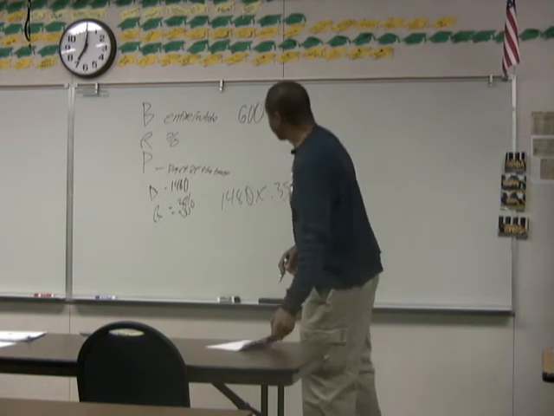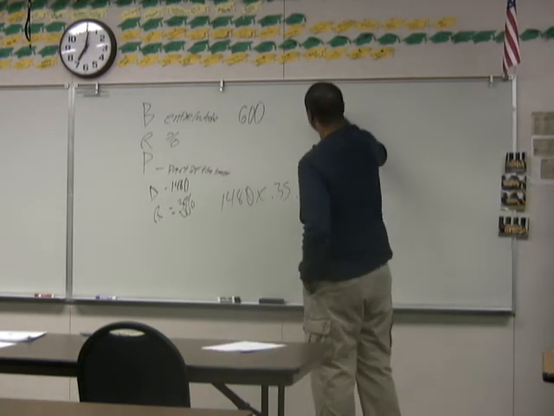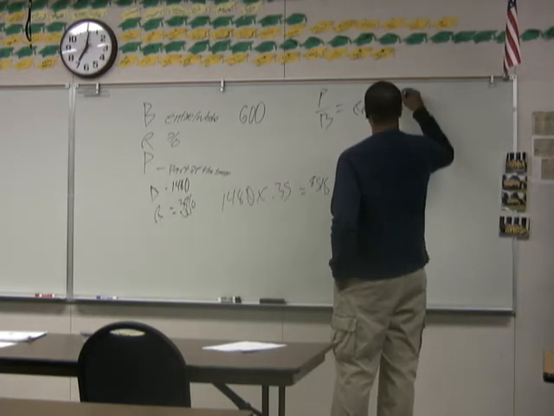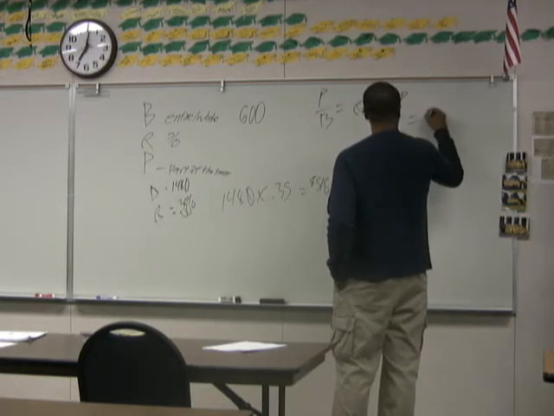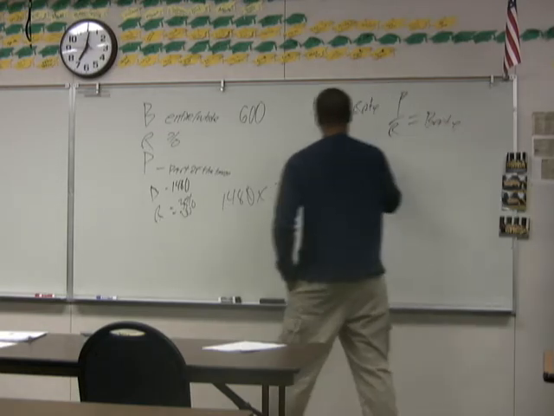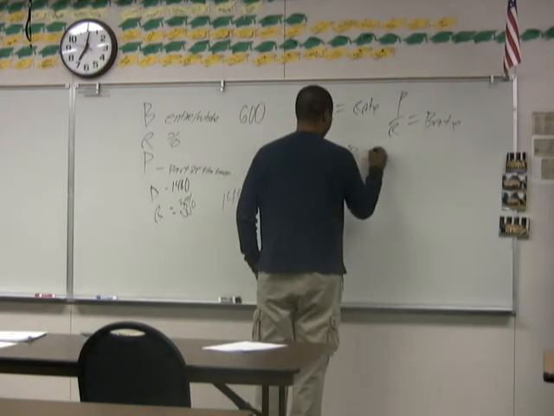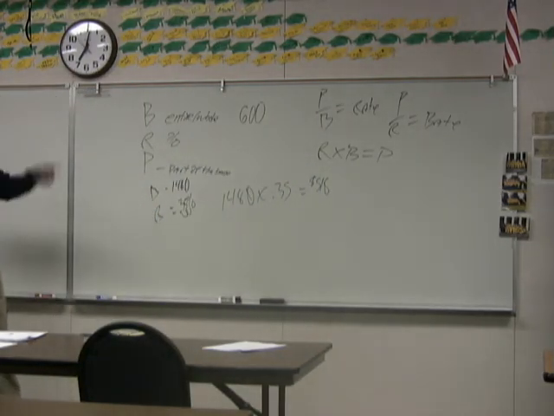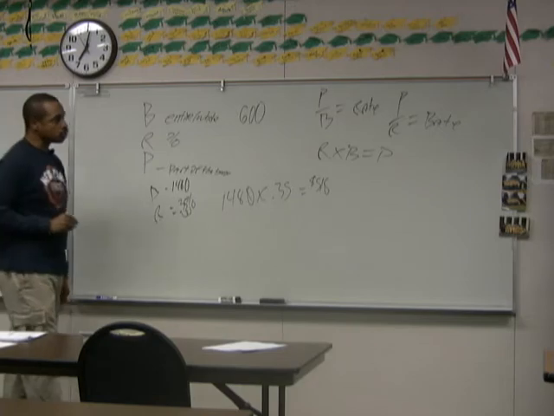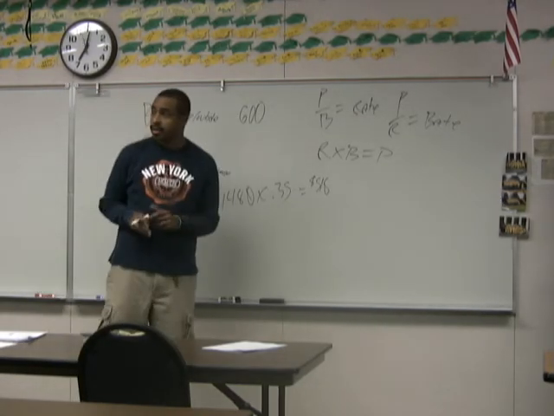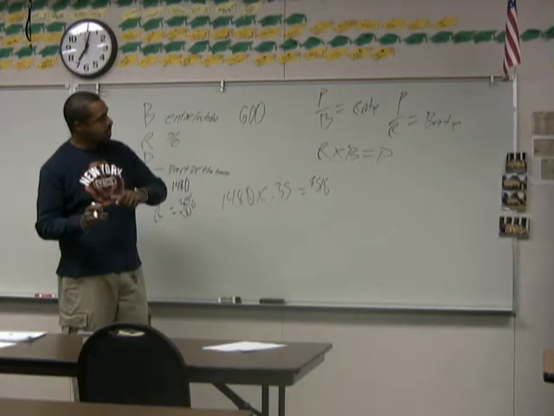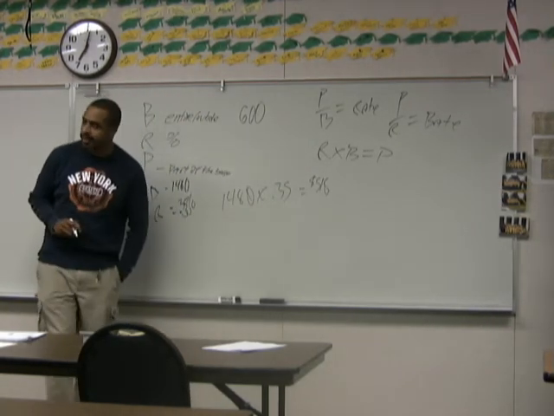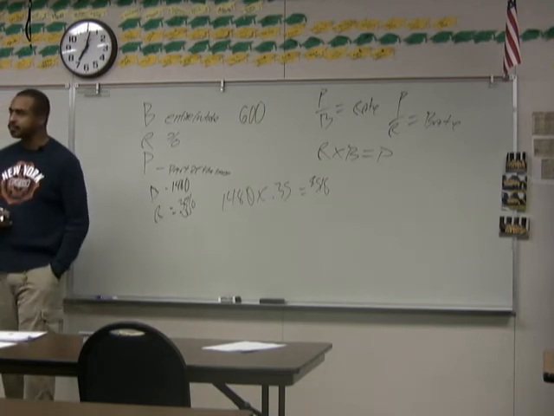Okay. So now we've covered the formulas. Part divided by base equals rate. Part divided by rate equals base. Rate times base equals part. Okay? Part divided by base equals rate. Part divided by rate equals base. Rate times base equals part. Now, how are you going to remember that?